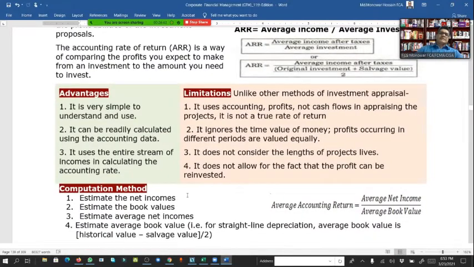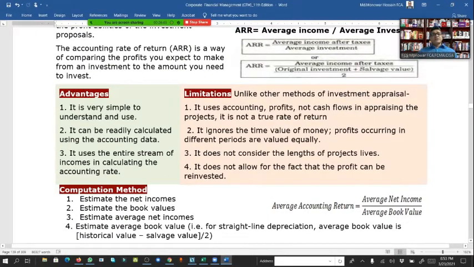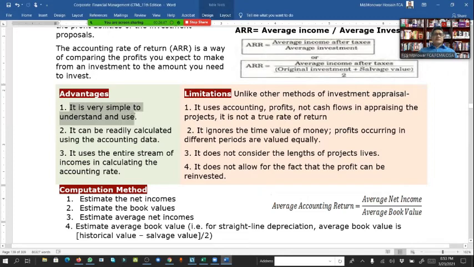This technique has a huge advantage. That means it is very simple. Anyone can understand it. Readily calculated using the accounting data. It uses the entire stream of income in calculating. That means, for example, if project life is 5 years, the 5 years of expected profit they are using here, not a proportion as in payback period, which uses the cash flow.